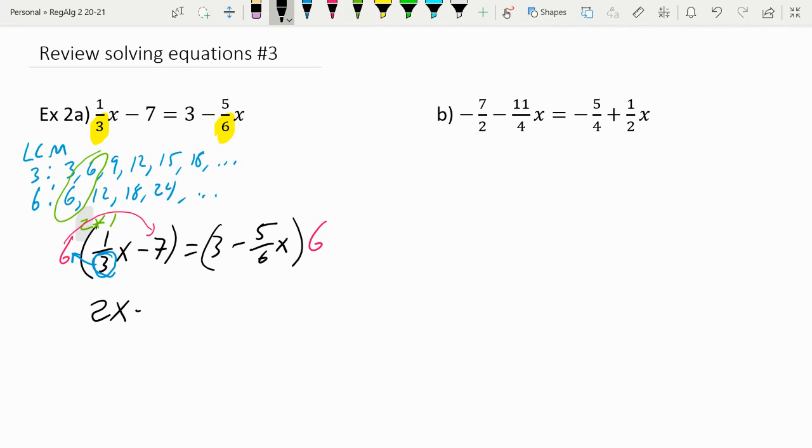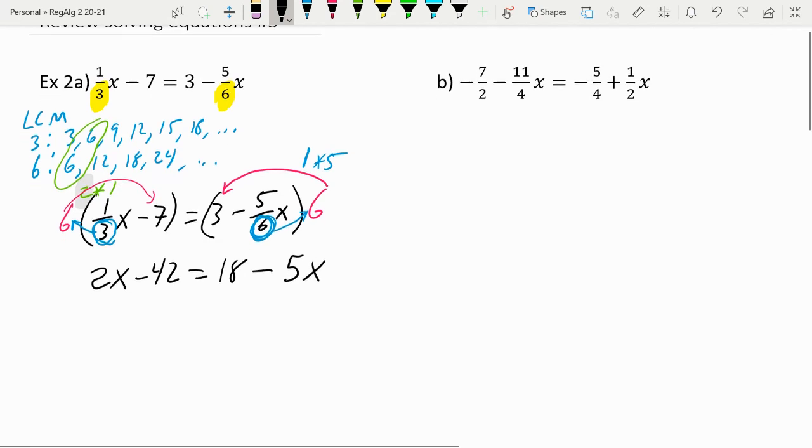Now I need to distribute this 6 to that 7. 6 times -7, -42. 6 times 3, 18. Minus. Now, one more time. How many times does 6 go into 6? Well, it goes one time. And then 1 times the numerator 5 gives me 5, and I have to bring that x down. So you notice now the fractions go away, the numbers are bigger. That's the trade-off.